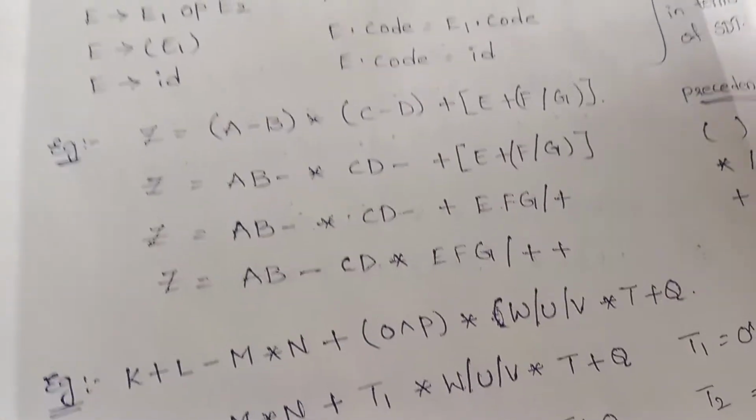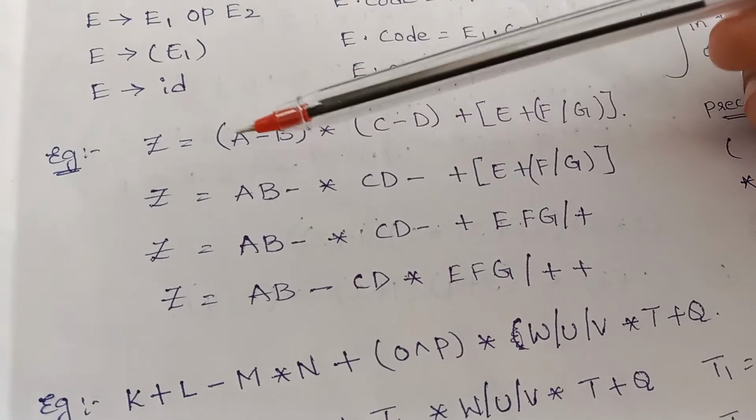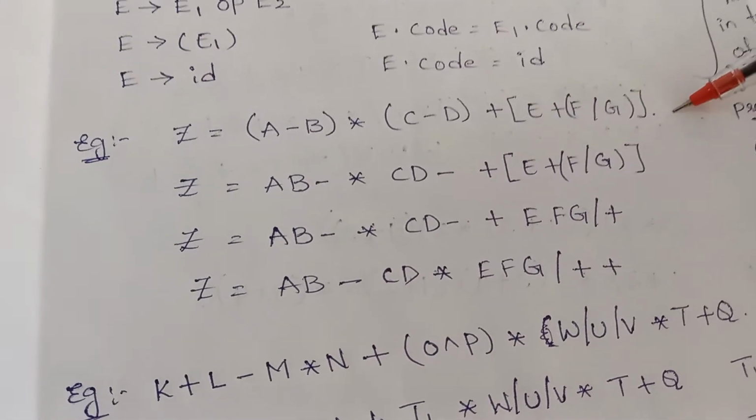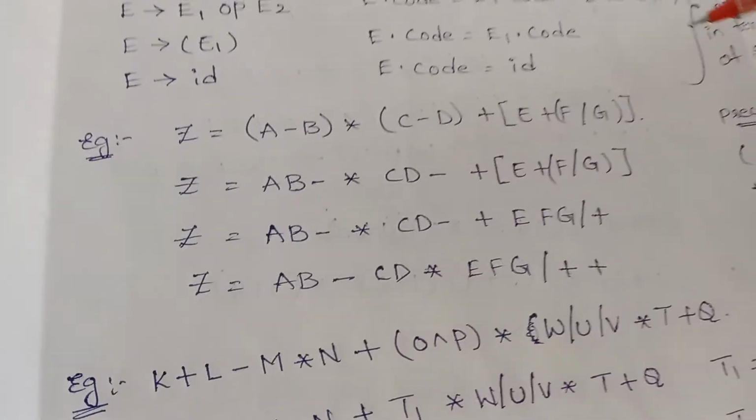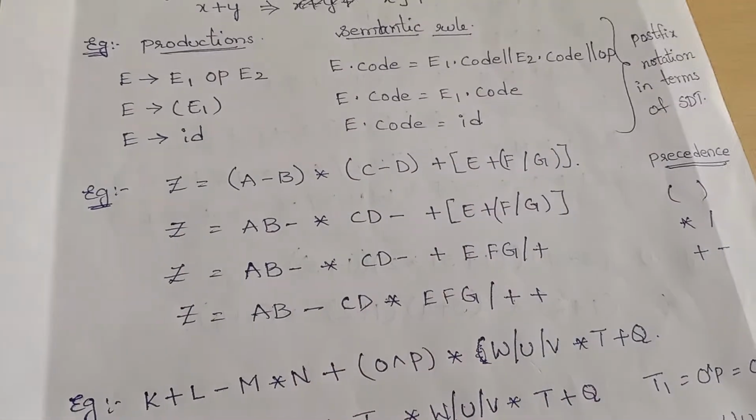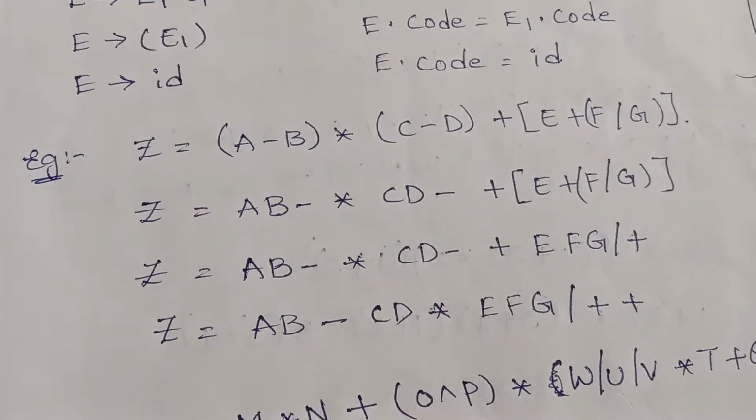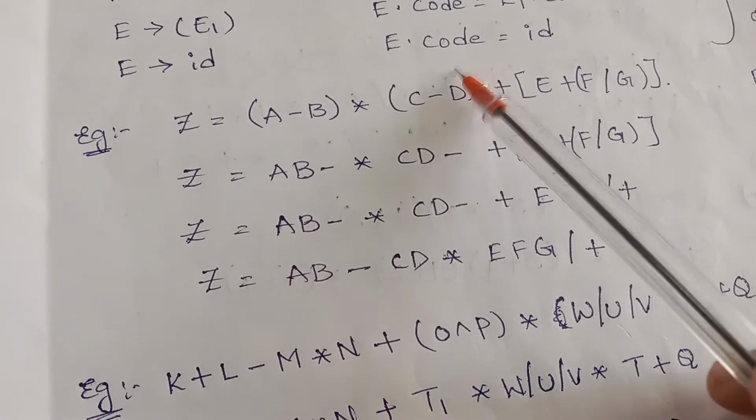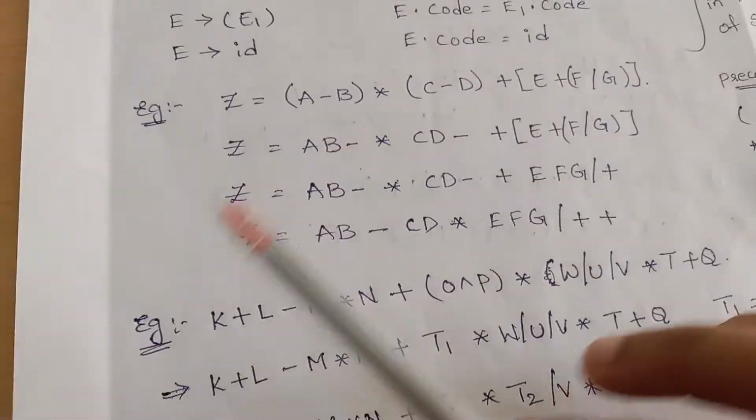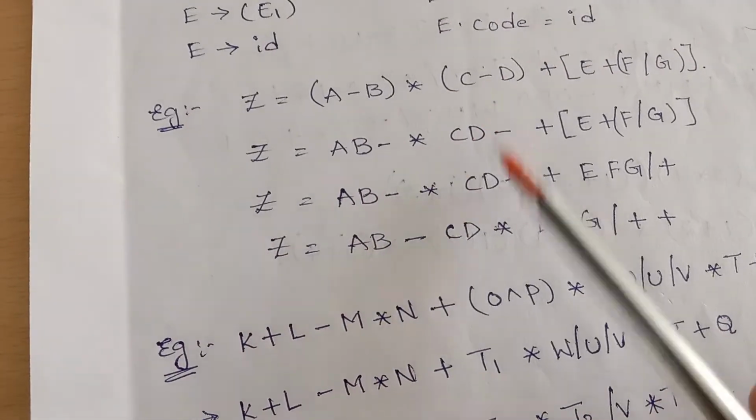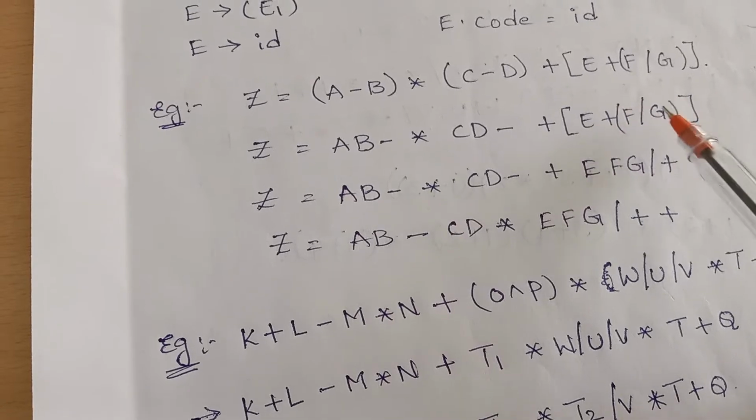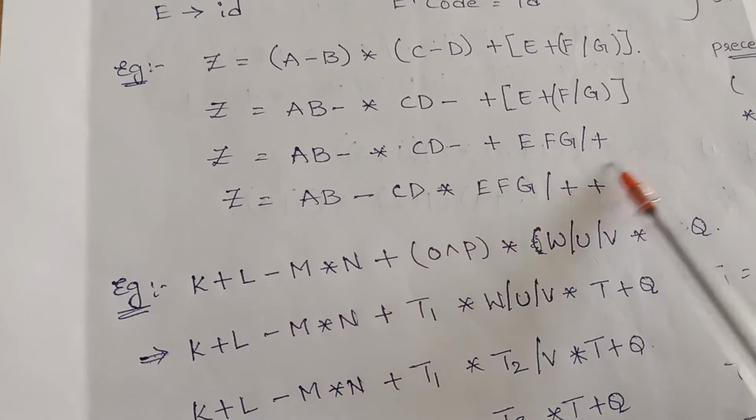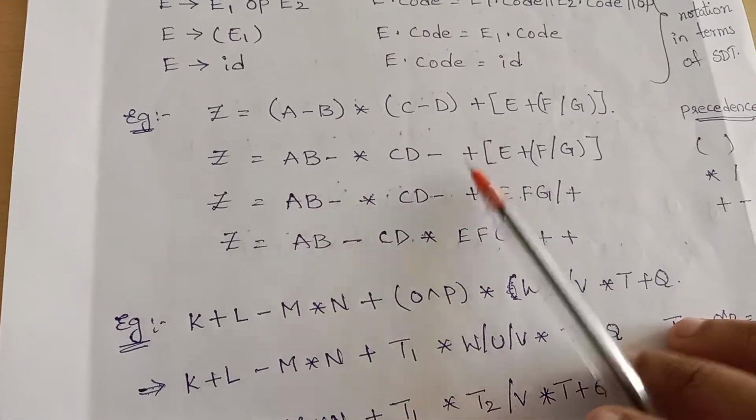For example, consider one production: Z is equal to A minus B star C minus D plus E plus F by G. To convert this into postfix notation, the postfix notation is written as Z is equal to AB minus, this minus is shifted here, star CD minus plus E plus F by G, and then Z is equal to AB minus star CD minus plus E F G by plus, and Z is equal to AB minus CD star E F G by plus plus. This is how we convert an expression into postfix notation.